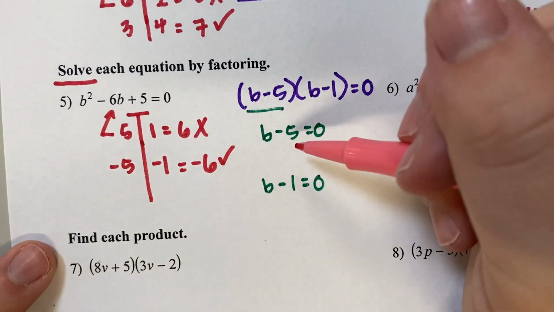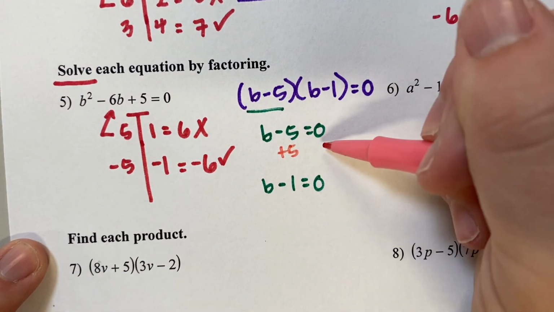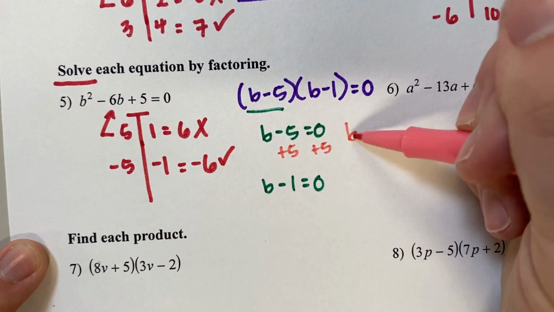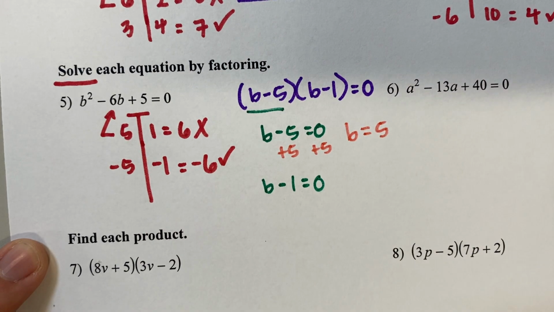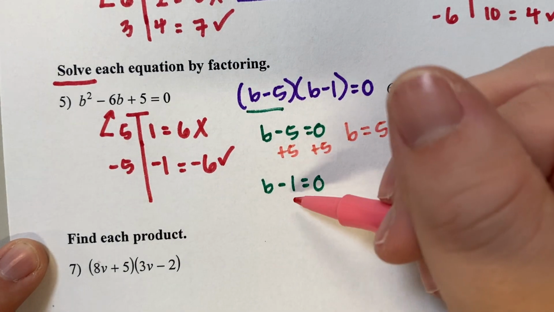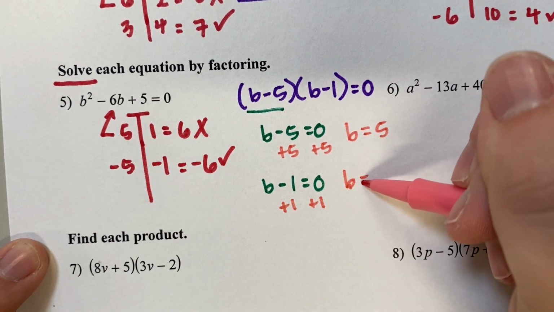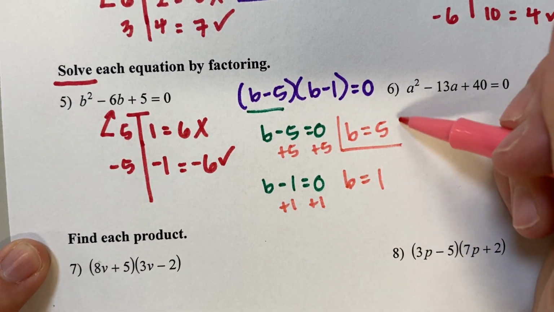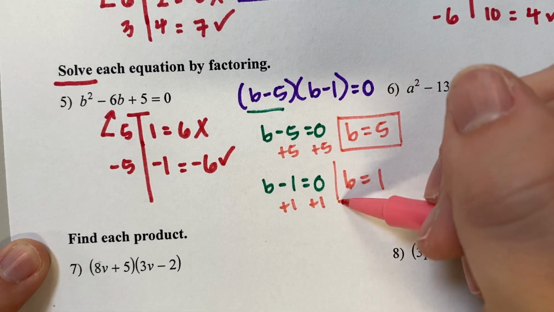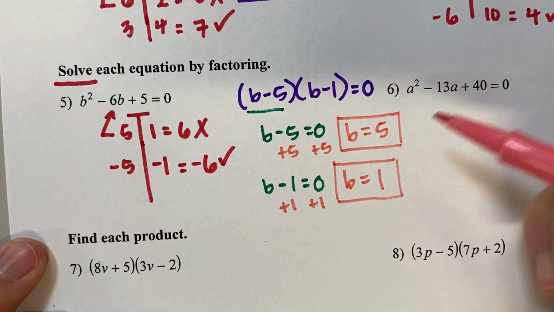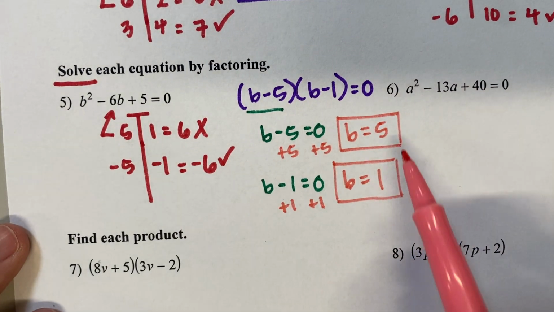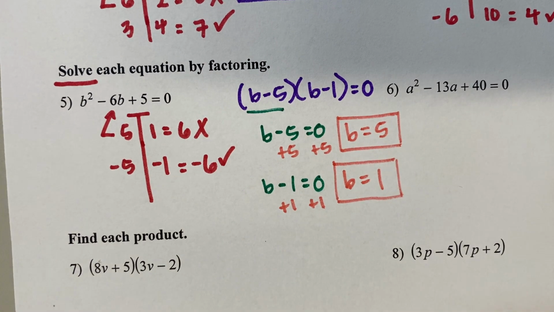Okay, so let's solve our first one. Opposite of minus 5 is add 5. So my first answer is positive 5. Opposite of negative 1, or subtract 1, is to add 1 to both sides. So my next answer is positive 1. Remember, when solving for quadratics, we always get two answers. B equals positive 5, b equals positive 1. Beautiful. Let's try that again.